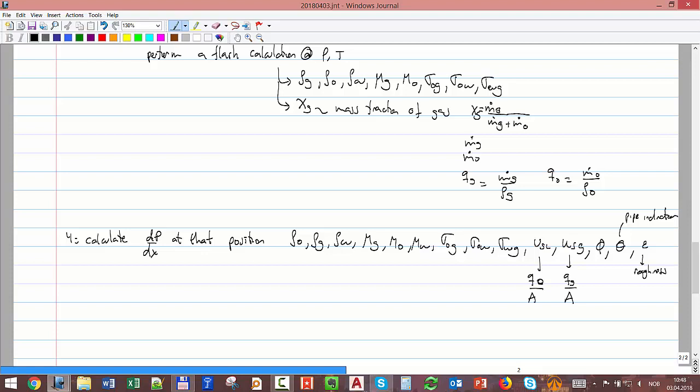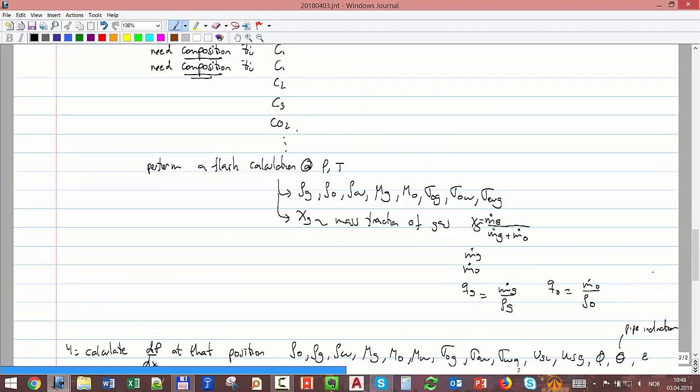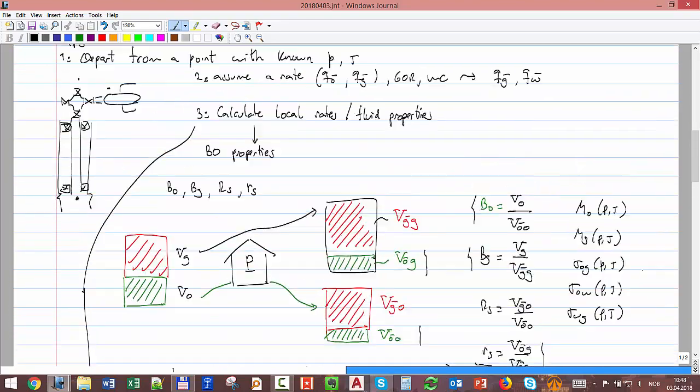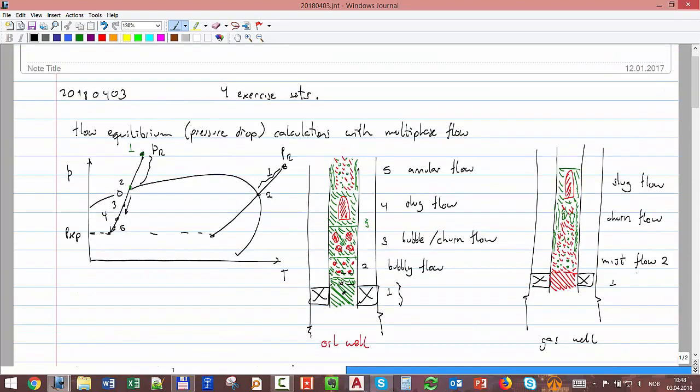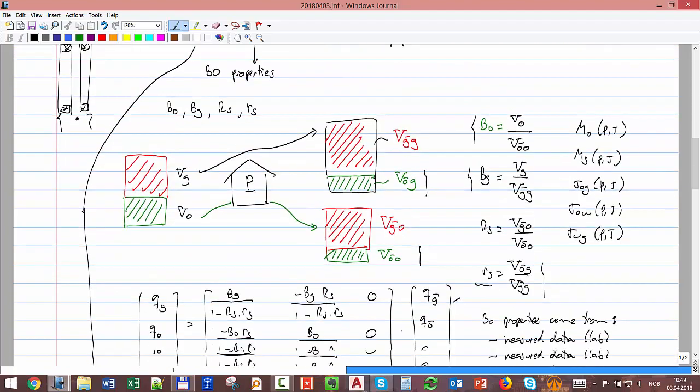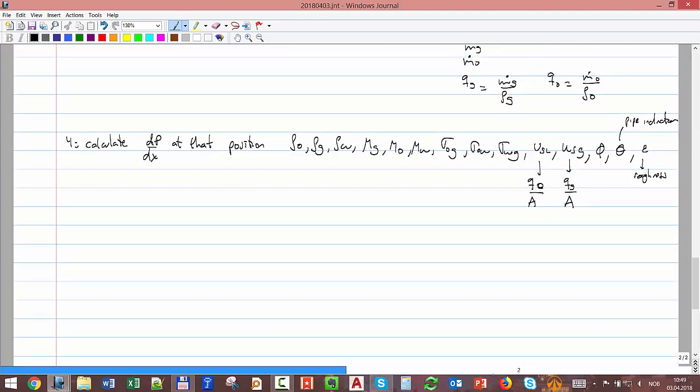Let's see if I have everything. Yep. And why is that? Because as I told you before, you have all of these flow patterns developing in the well. Okay, you have that it can be bubble, it can be slug, it can be annular, etc. But which flow pattern you have actually depends on all of these inputs in some way or another.